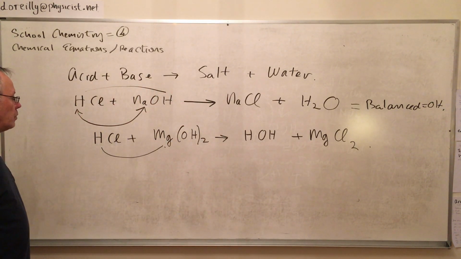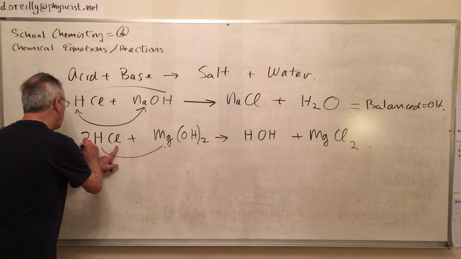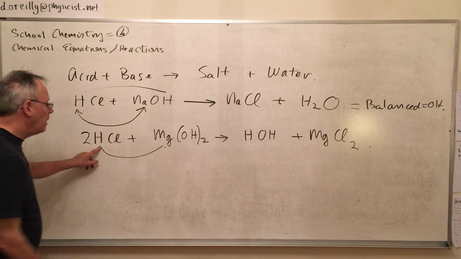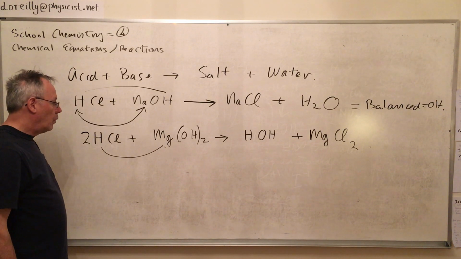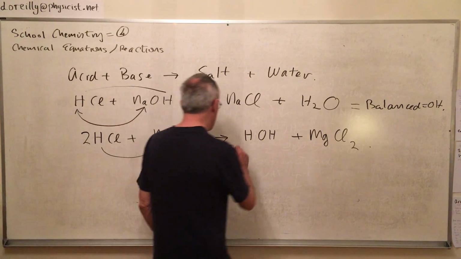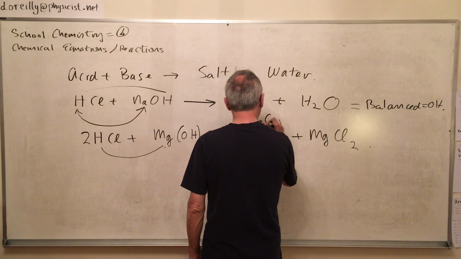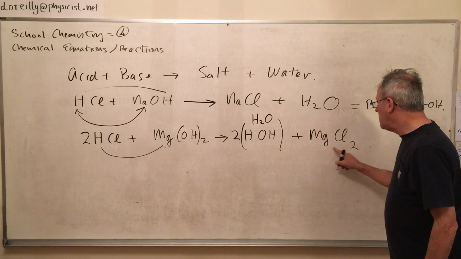So now we're going to multiply by some number to even up things a little bit. We're going to multiply this one, this is by trial and error, by 2, and let's see what happens. So now we've got 2 H's here and 2 H's there. That's 4 H's altogether. Well, we need 4 H's on the other side, so we have to go 2 in front of the HOH. By the way, HOH is just water. So 2 waters, 1 magnesium chloride.